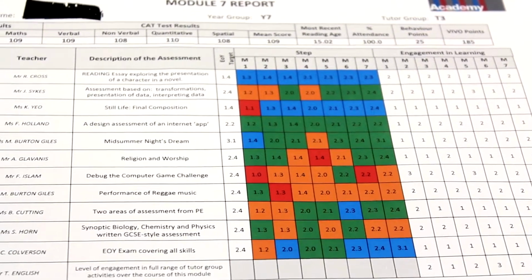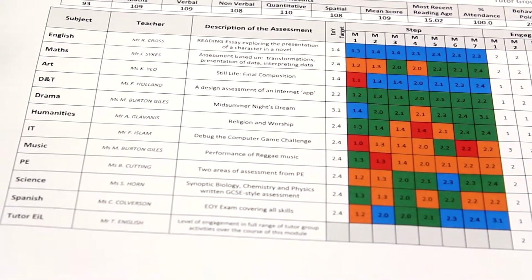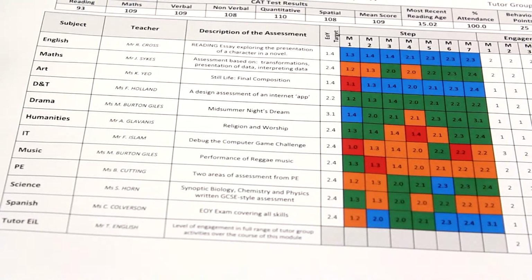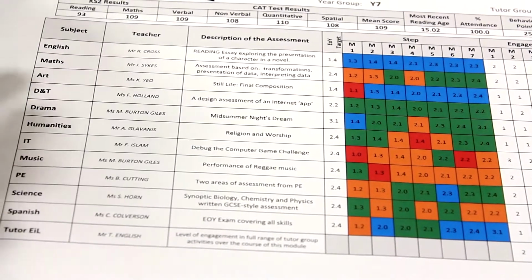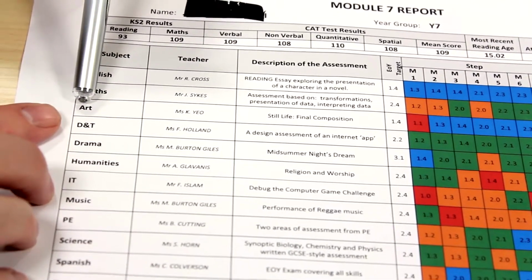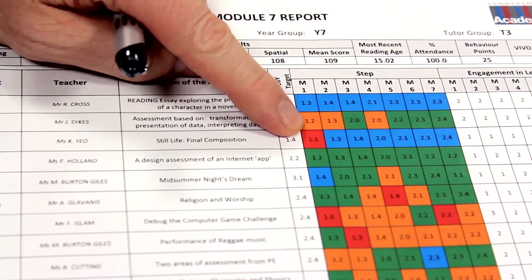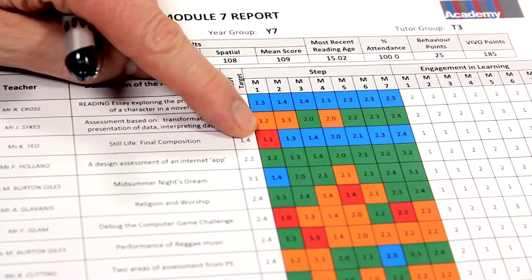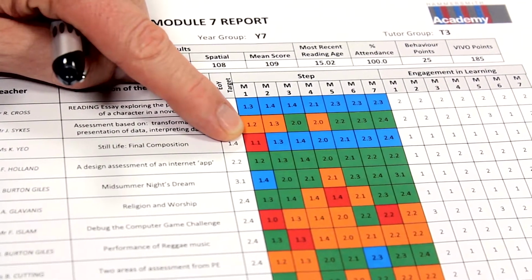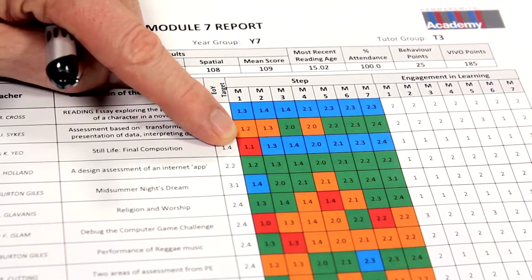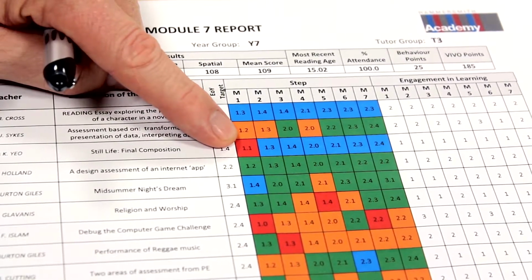If a child performs well below where we would expect them to be, according to their position amongst the whole cohort, they would turn red. If they were 2 flight paths below, they would turn red. This happened for our student here in art. In the first module, they were red. They should have been getting a 1.3, and actually they got a 1.1. This is 2 flight paths below where they should have been, and therefore they've turned red.